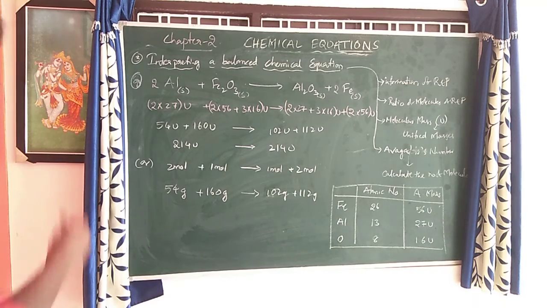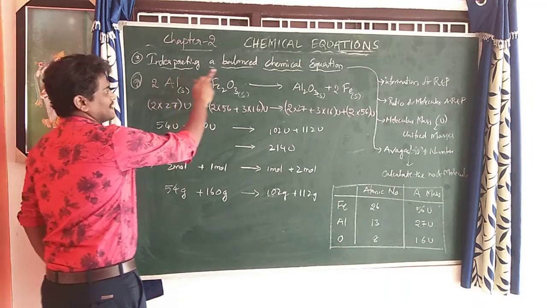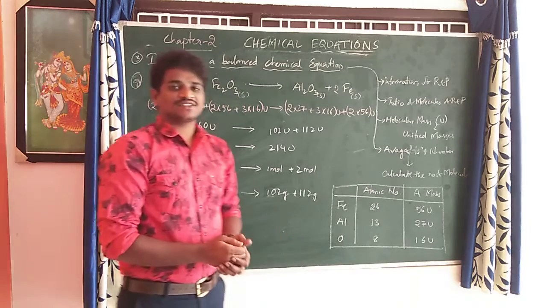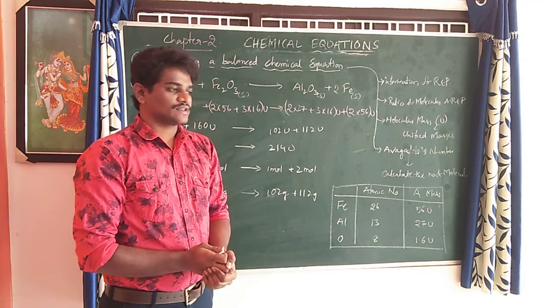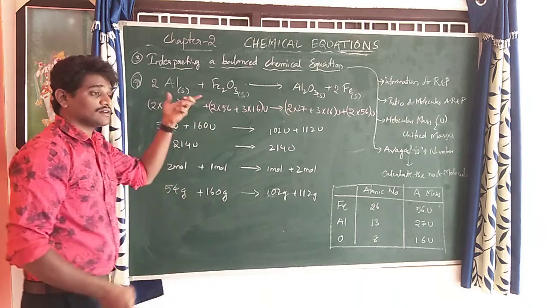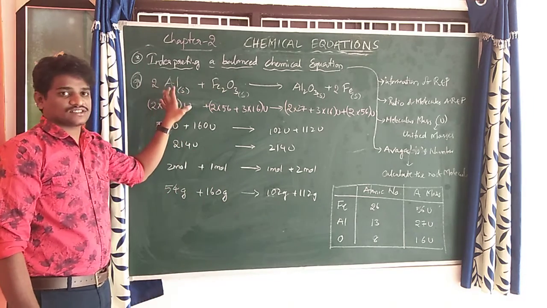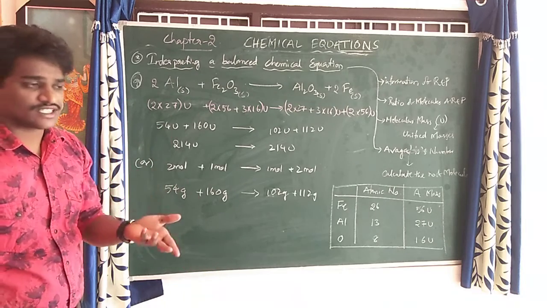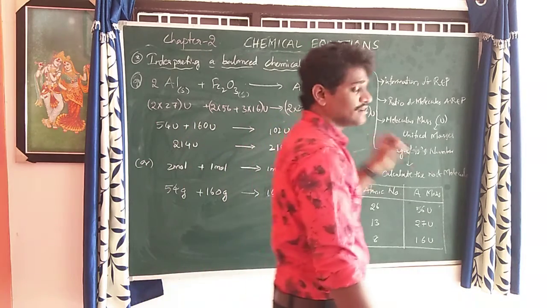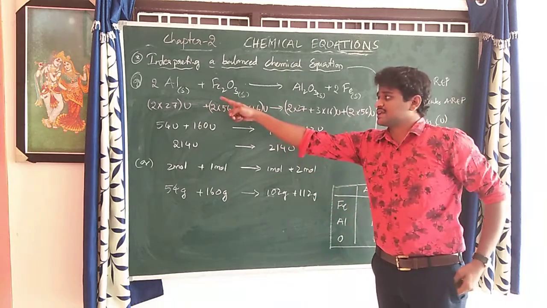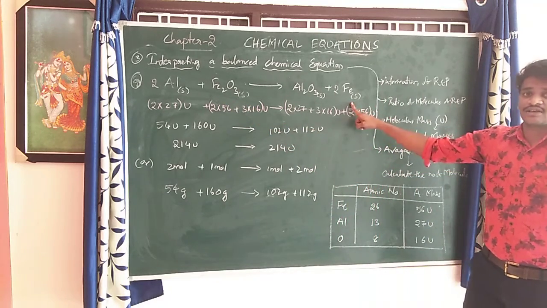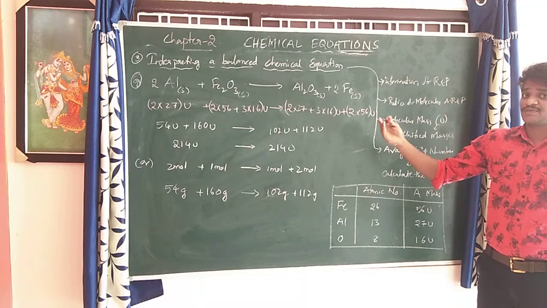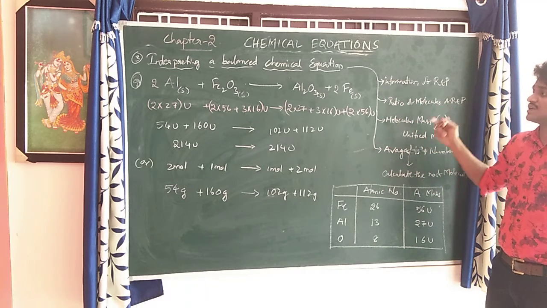Coming to the last topic, that is interpreting a balanced chemical equation. What does a chemical equation tell us? First, it states the physical states of the molecules: gas, liquid or solid. Next, it gives information about the reactants and the products.